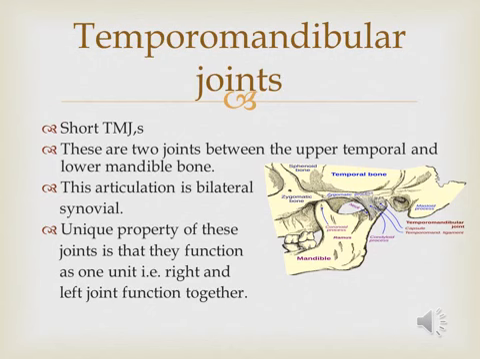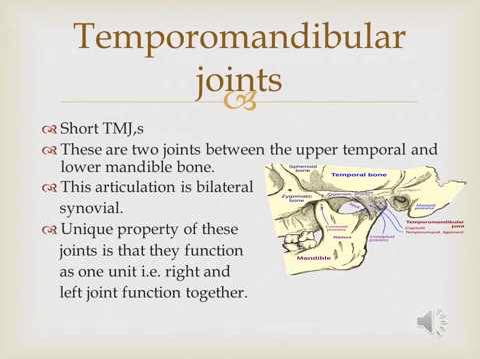Temporomandibular joints, in short form also known as TMJs. Actually, these are two joints between the upper temporal bone and the lower mandible bone. They are present on the right and left side. They have a unique property: these two joints function as a single unit.